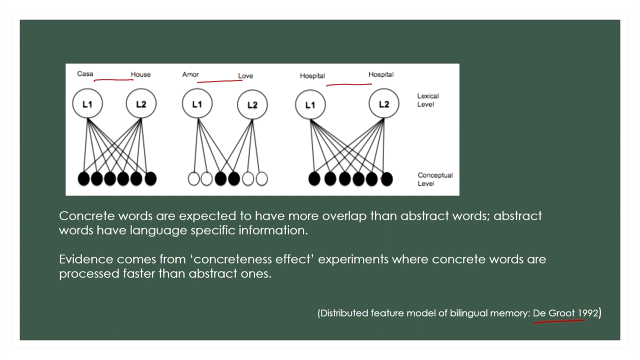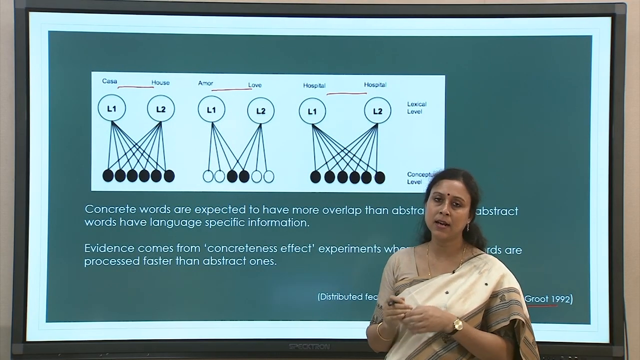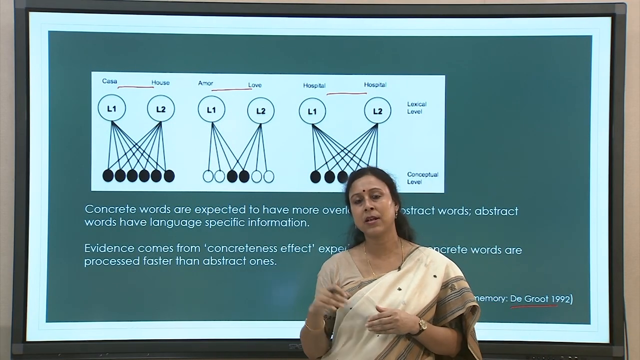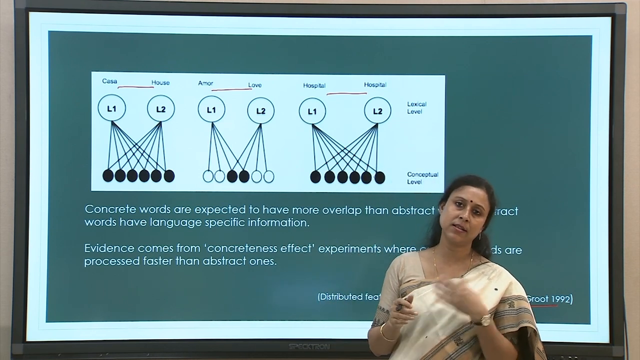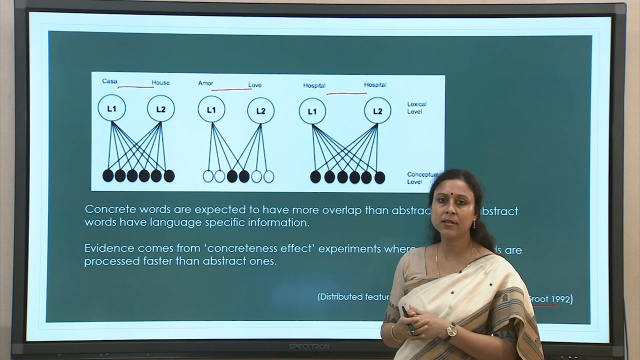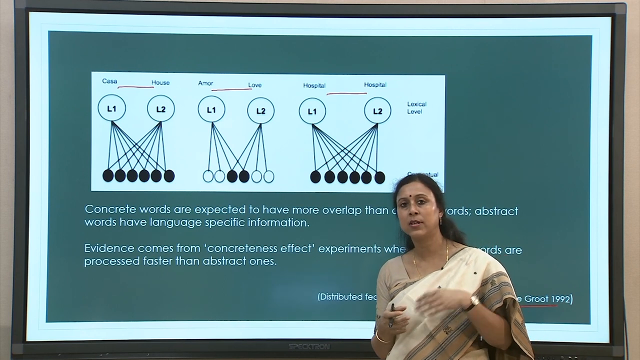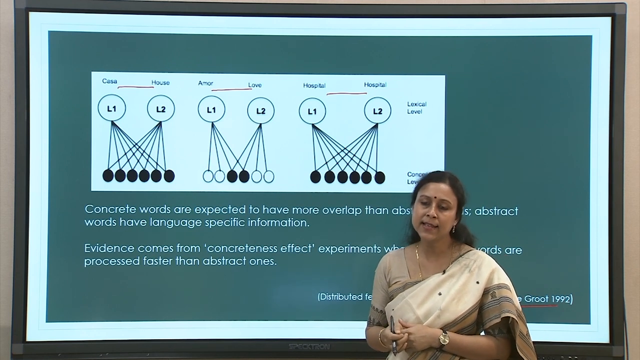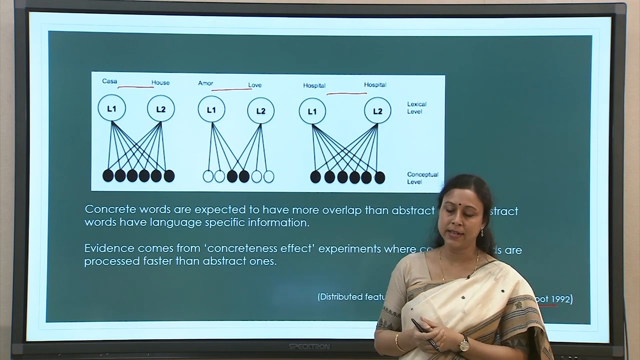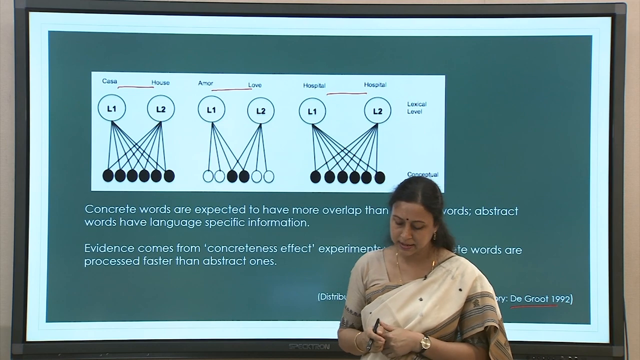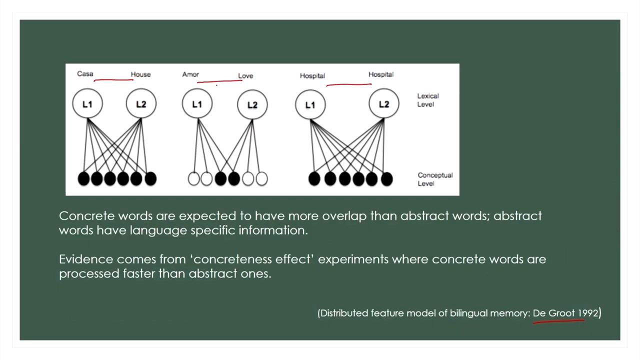More often than not, these will be concrete words, because concrete words refer to concrete objects, right? So the chances are very high that the concept of house and the word casa go back to the same conceptual store, the same kind of mental representation of what they represent. However, less overlap is typically found in the case of abstract ideas. One example that they have given is that of amor and love.